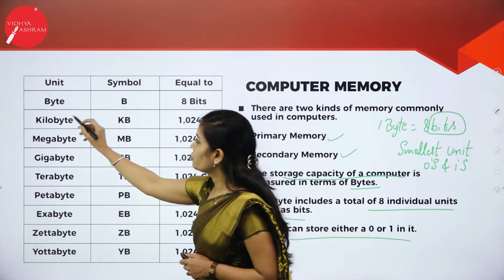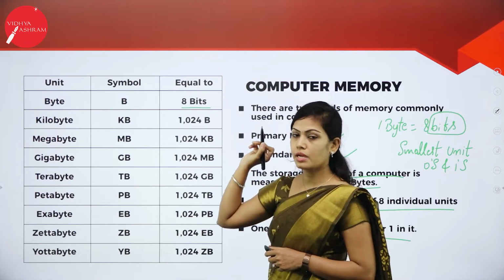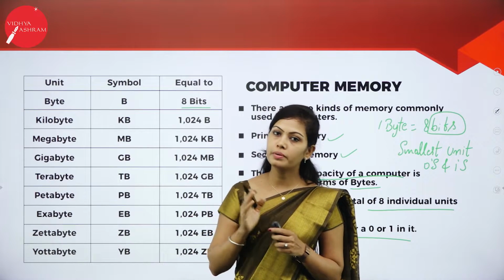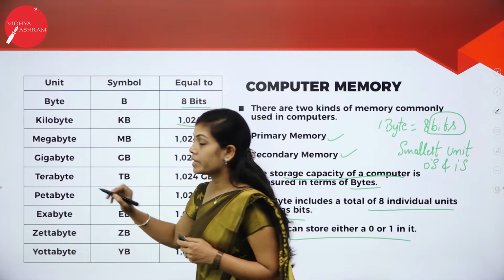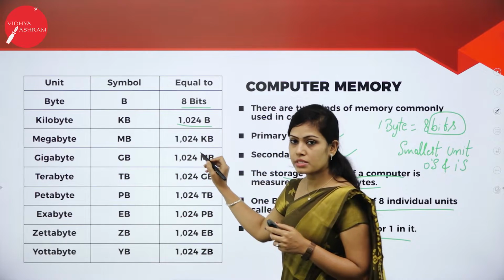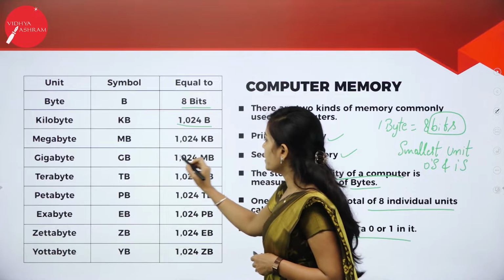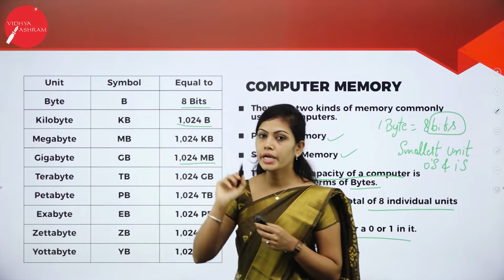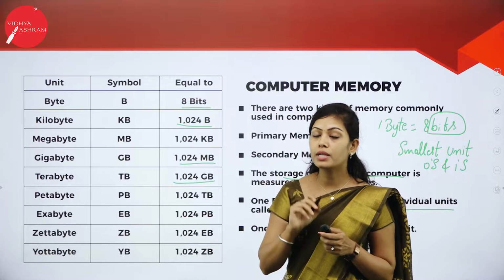Let us understand about unit and symbol. Byte symbol is B. 1 byte is equal to 8 bits. And kilobyte symbol is KB. 1 kilobyte is equal to 1024 bytes. And megabyte, MB stands for megabyte. 1 megabyte is equal to 1024 kilobytes. And gigabyte, GB stands for gigabyte. 1 GB is equal to 1024 MB. And terabyte, symbol is TB. 1 terabyte is equal to 1024 GB.